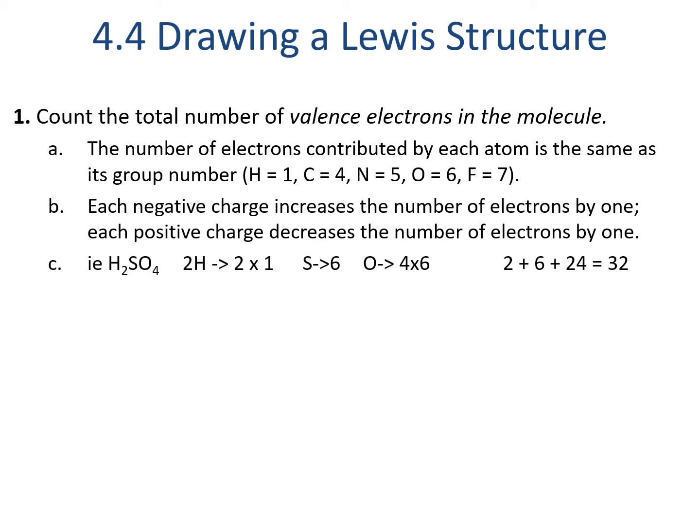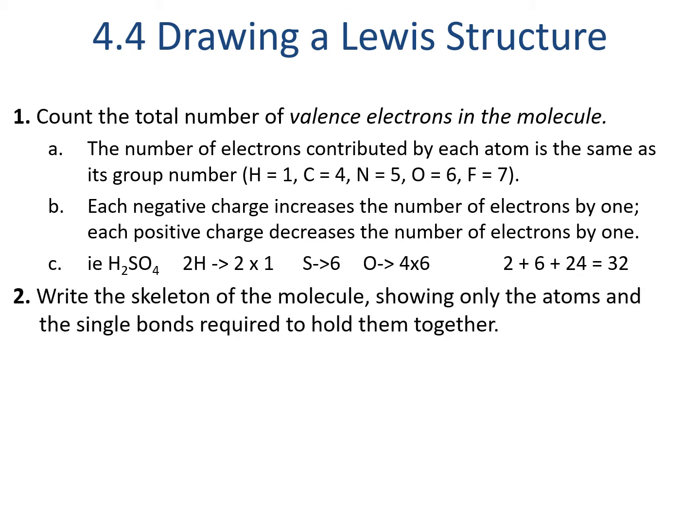We can use sulfuric acid, H2SO4, as an example for how we do this calculation. The hydrogens each have one valence electron, the sulfur has 6, and the 4 oxygens all have 6, for a total of 32 electrons. The next step in drawing a Lewis structure is to write down the arrangement of atoms and draw single bonds between all connected atoms.